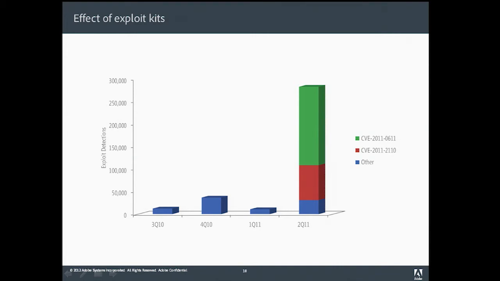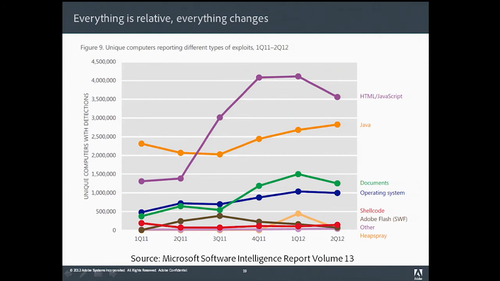Now, that said, if your strategy is working, everything's relative and everything's going to change. In this graph from Microsoft's most recent Security Intelligence Report, Flash Player is at the very bottom, the brown line that peaked in early 2011 and then immediately died back down. We were able to get it back under control.